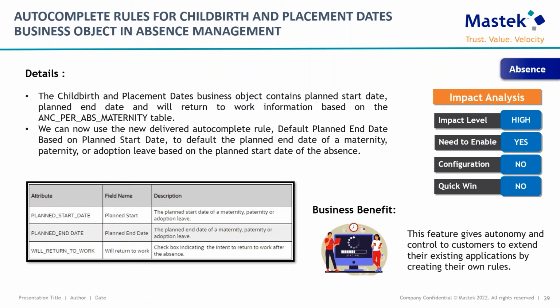Autocomplete rule for childbirth and placement date, business object in absence management. So now we can write a rule where we can automatically set the planned end date on the maternity adoption pages. So let's say if you want to set an automatic end date of 1 year for any employee based on the start date, we can do it. We can write an autocomplete rule. For that, we need to raise an Oracle SR to help us with the autocomplete tool, but we can do that. So this feature gives customers autonomy and control to extend their existing application by creating their own rules. Okay.